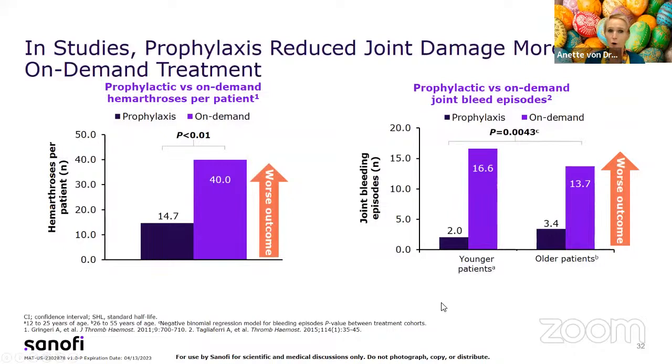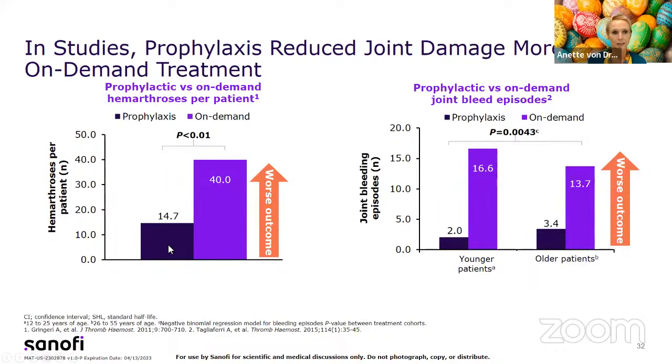In studies, overall, prophylaxis reduced joint damage more than on-demand treatment. And I mean, we all realize, and this is not shown here, the joint health outcome study of Marilyn Manco-Johnson, which was done in the mid-2000s to show that in little children who received prophylaxis versus on-demand, there was true proof. Not only did it reduce joint bleeding, but it also reduced joint damage measured by MRI. And so here are other studies performed a little later to show that the same is true in adolescents and in adults and as adolescents and older children.